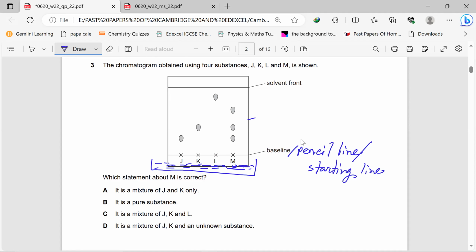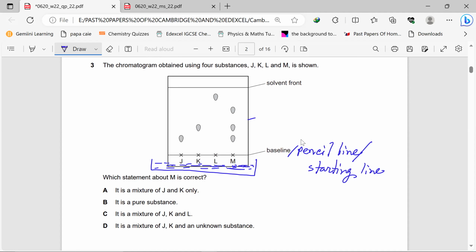So they are asking which statement about M is correct. Our sample will be separated, because these are mixtures of chemicals. We can easily see in J we have only one spot, K one spot, L one spot, and M we have three spots. So J, K, and L are all made of a single dye or single chemical, whereas M has three different spots, meaning it is made of three different chemicals. So which statement about M is correct?